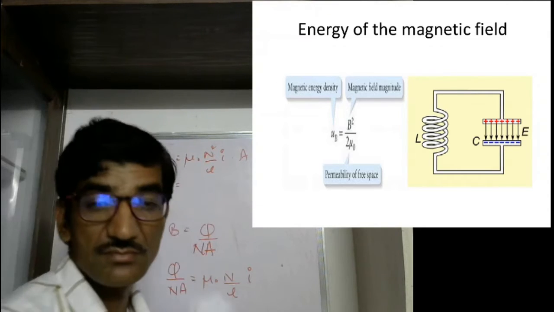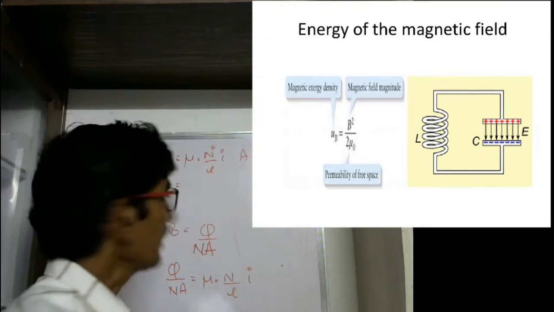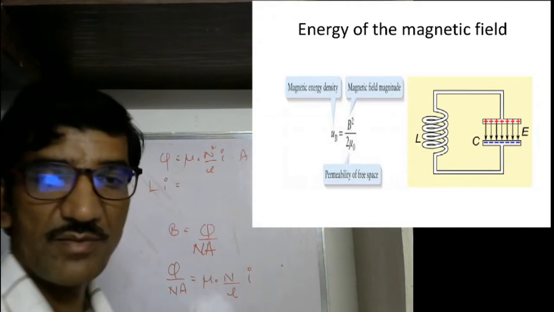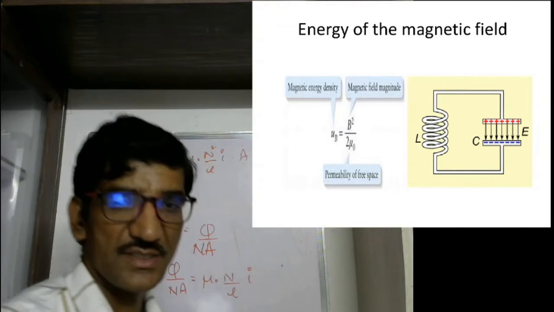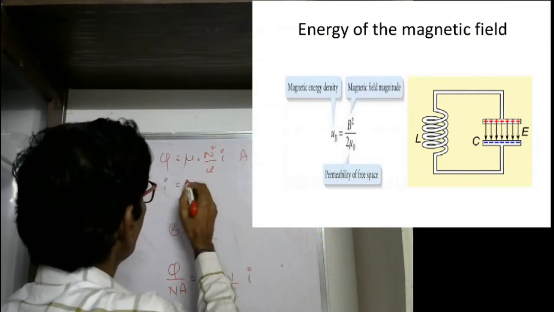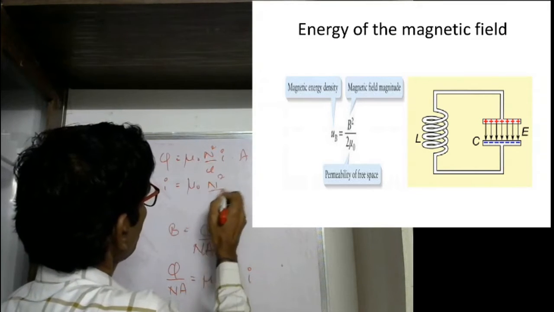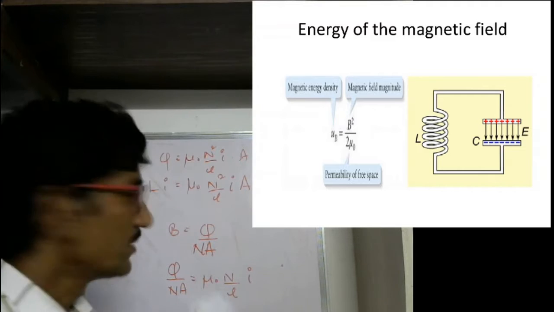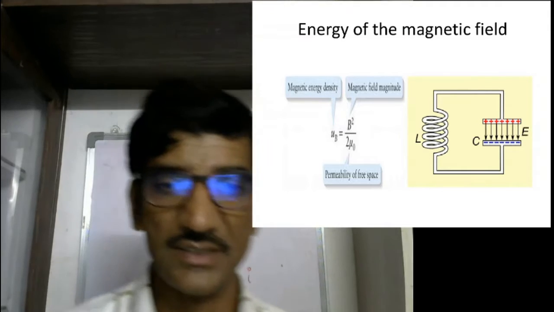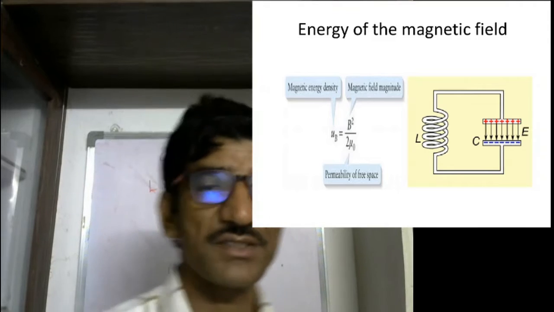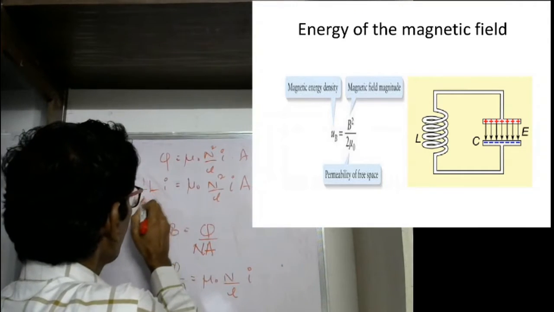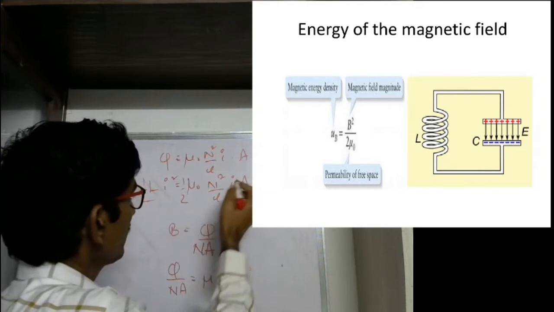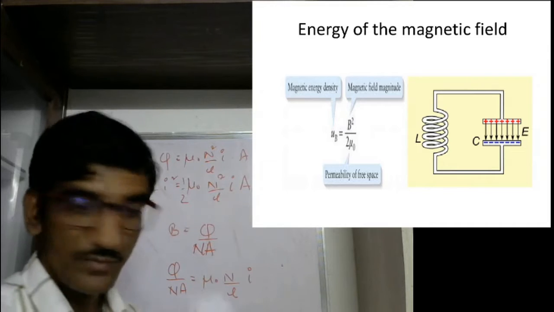Now, this flux is proportional to the current, so I will write L i here. L is a proportionality constant, which we call the coefficient of self-induction. L is equal to mu naught N square A by L. Because half L i square is the energy of the magnetic field, on this side let us make it half L i square. On this side also I am writing half, and multiplying with i.